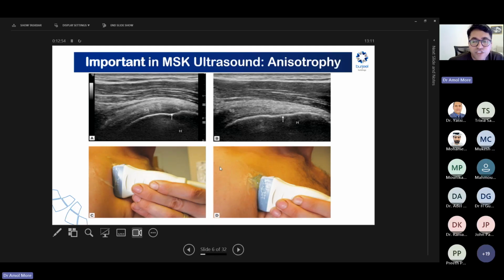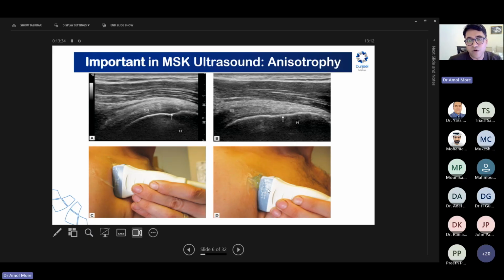Another important part which we all should know in musculoskeletal ultrasound is the concept of anisotropy. This is particularly related to tendons, nerves, and ligaments, which are sometimes obliquely oriented in our body. When ultrasound waves go at some angulation to these structures, they give anisotropy. Here we can see with the angulated probe, in the supraspinatus tendon, there is an ill-defined hypoechoic area at the level of insertion of the supraspinatus tendon.